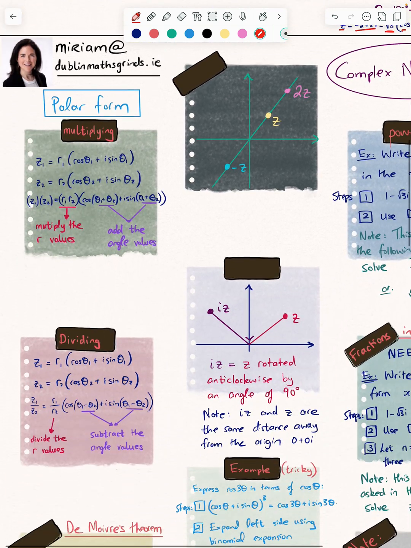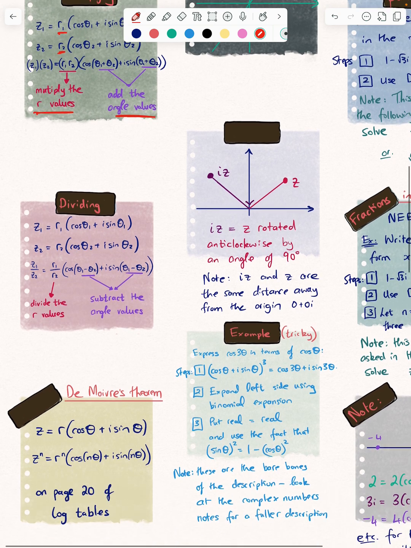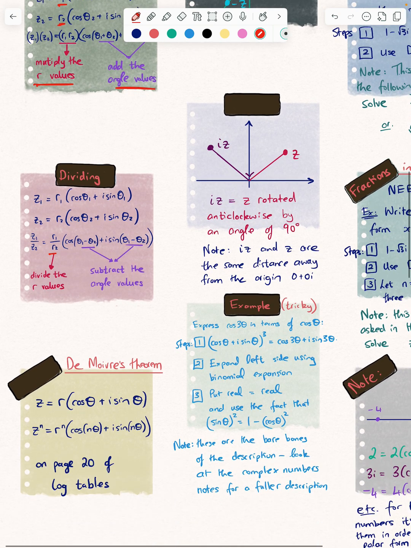Okay, a few more things. When you're multiplying complex numbers in polar form, you multiply the r values and you add the angle values: r by r, add the angles. When you're dividing complex numbers in polar form, you divide the r's and you subtract the angles. The angle from on top, you take from it the angle from the bottom.